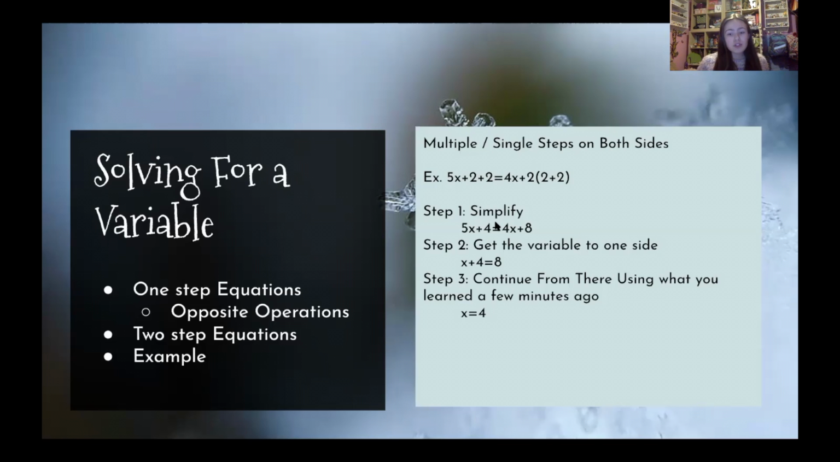Okay, step 2 is get the variable on the other side. This is like we were just doing. We just have to subtract, multiply, divide, add, whatever. It's the opposite of this. So x plus 4, you would do x minus 4 to get x alone, and then continue from there using what you already learned a few minutes ago, just like I said, to get x equals 4.